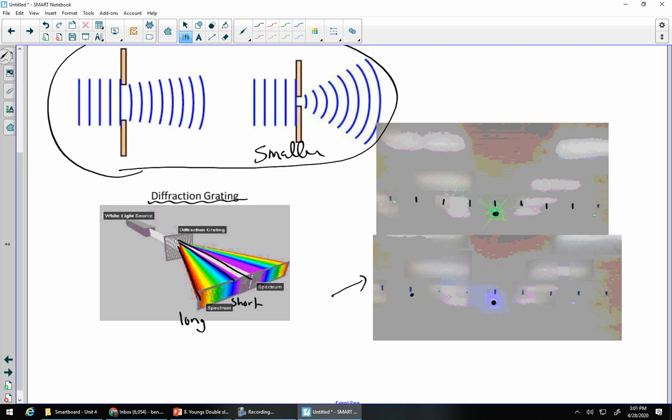And then my first order bright spot for the blue is a little less than 30 centimeters away. But if I look at the green one, 1, 2, 3, it looks like it's about 40 centimeters away. And that again tells us that short wavelengths diffract less than long wavelengths. I'm confusing myself here. But short diffract less than long.